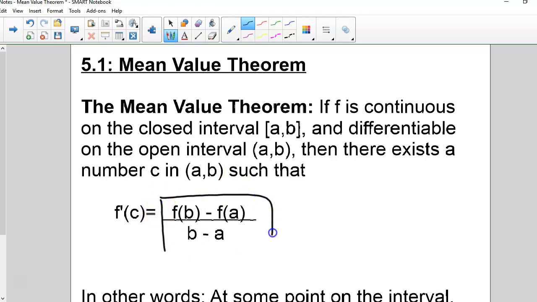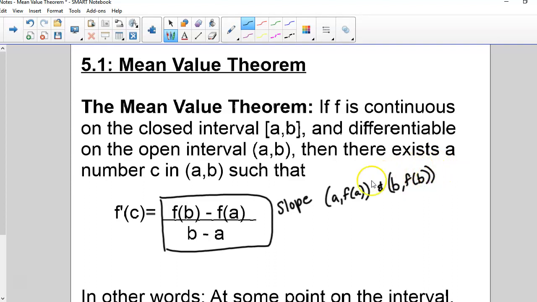This stuff right here, what is that? That's slope. And it's the slope between the points (a, f of a) and (b, f of b). And f of a and f of b are just the y-coordinates that go with a and b. And a and b are the endpoints of the interval.